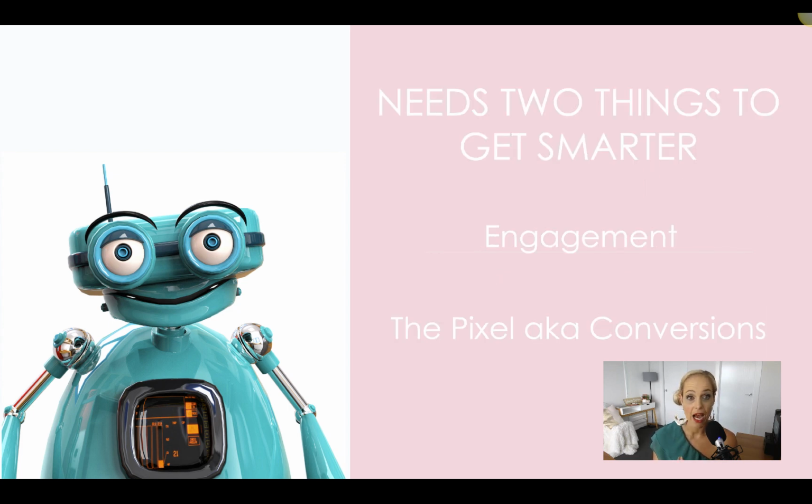Now that AI robot needs two things to get smarter. It needs engagement, which it gets from your engaging content and from your engagement ads. And it needs the pixel on your website so that it can start learning who goes there and who converts once they get there. So two things, engagement and the pixel which tracks conversions. That's the two things the algorithm needs to get smarter.